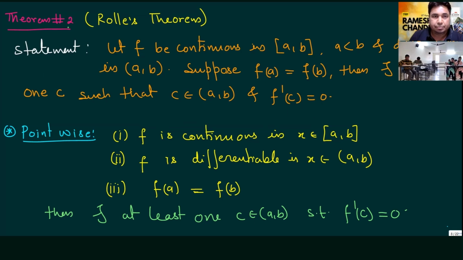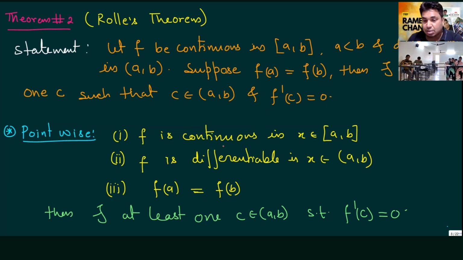Are you getting it? What is it saying? Let's read this statement first. Let f be continuous in the closed interval a to b, a is less than b, and differentiable in the open interval a to b. Suppose f of a equals f of b, then there exists at least one c such that c belongs to (a, b) and f dash c equals 0.